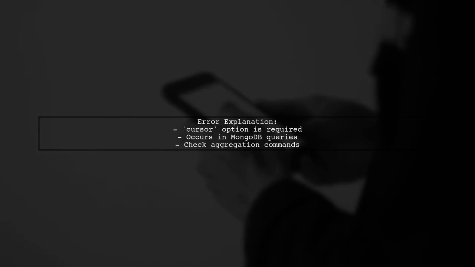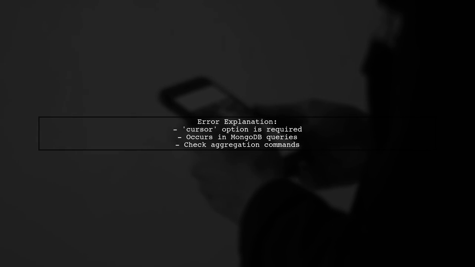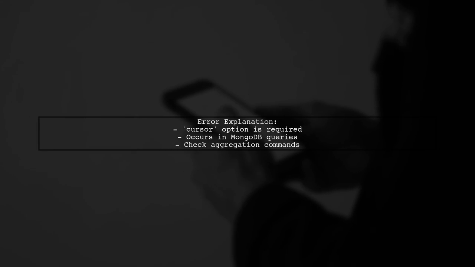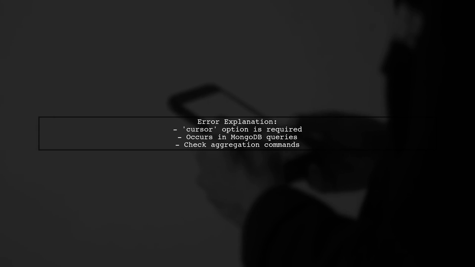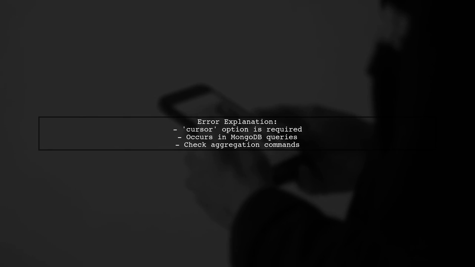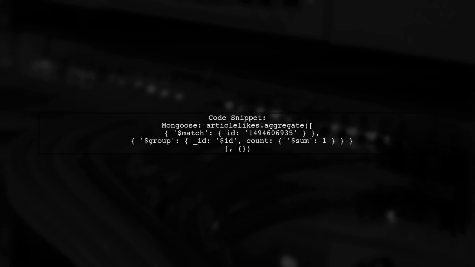Now let's continue on. The error message indicates that the cursor option is required for your MongoDB query, except when using aggregation explain. This means that your aggregation command is missing a necessary parameter. In your code, you are using Mongoose to perform an aggregation. Let's take a look at the command you are using. It seems that you are not providing the required cursor option in your aggregation call.